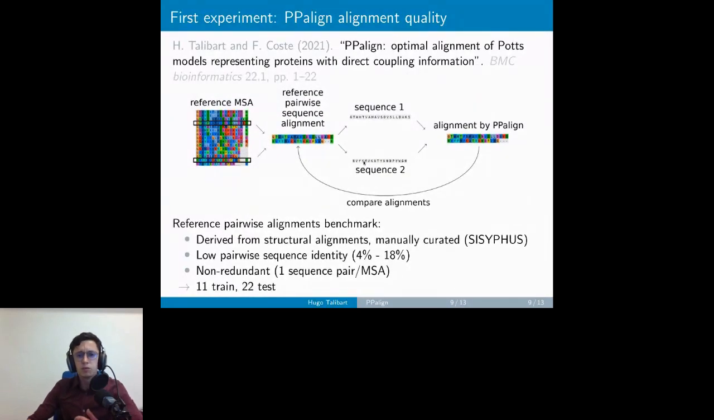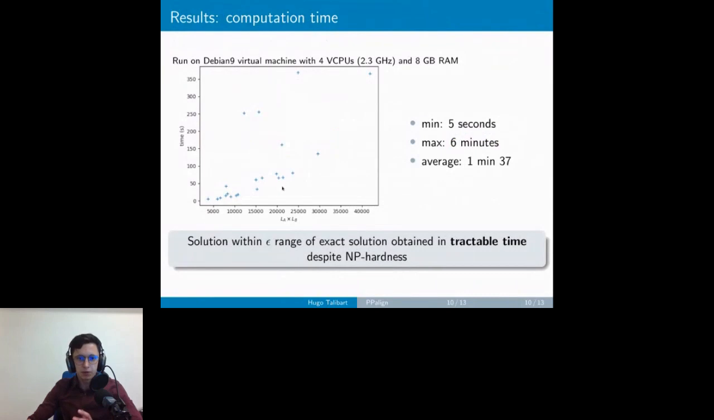To provide reliable homology detection prediction, we need to be able to provide reliable alignments. So this was the subject of our publication in BMC Bioinformatics, where we focused on the quality of our alignments. We built a benchmark of reference pairwise sequence alignments, which we built from structural alignments with low pairwise sequence identity. And we compare our alignments with the reference alignments. And I will briefly sum up our results.